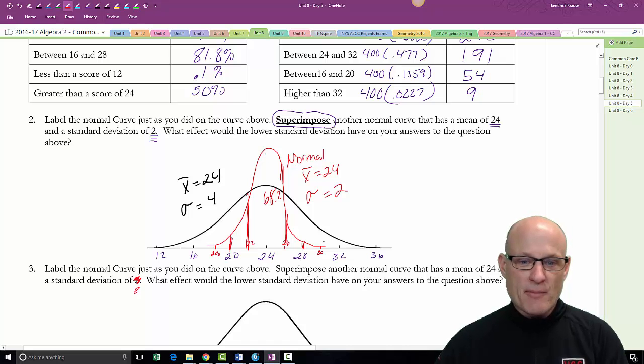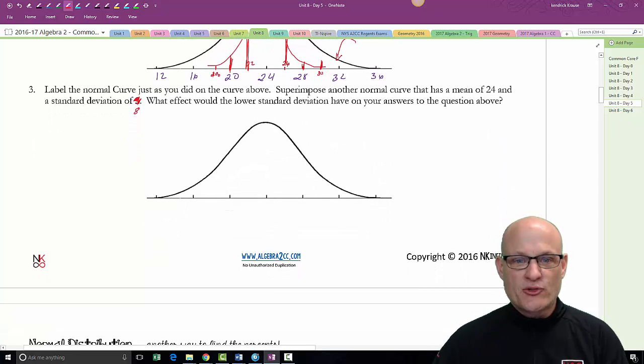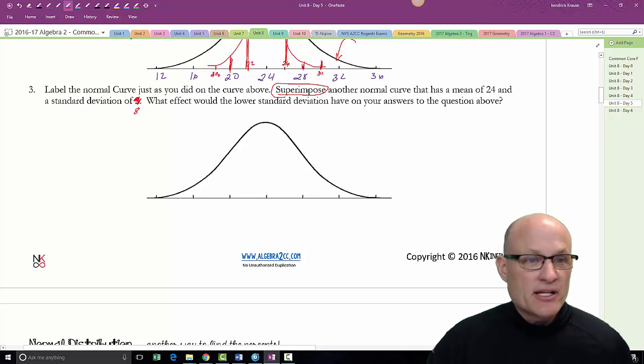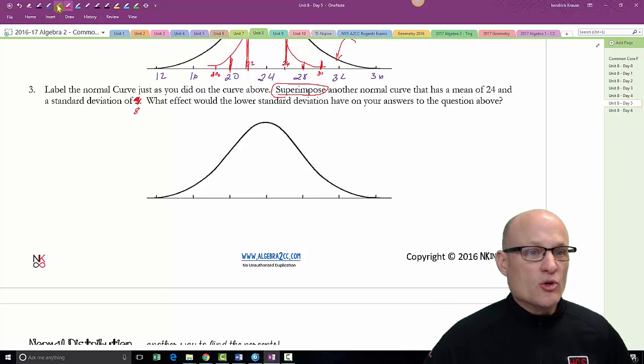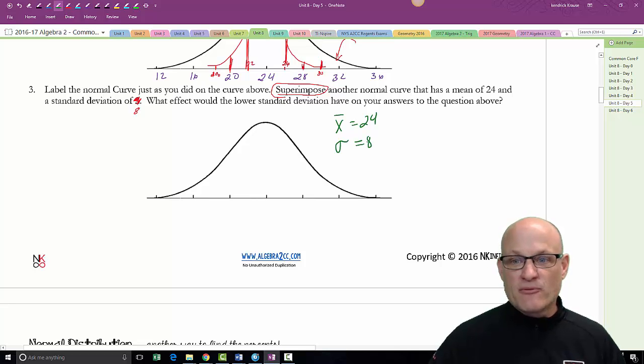And we're going to talk about what a score of 30 here means as opposed to a score of 30 using the black curve. Now this one I screwed up a little bit. I want to do that same thing. I want to superimpose a curve. But this time I'm going to use, let's go green. I want to do an x bar, again, of 24. But this time I want to do a sigma of 8.